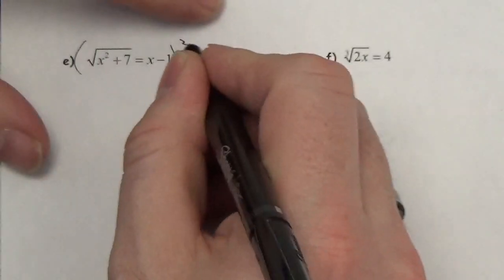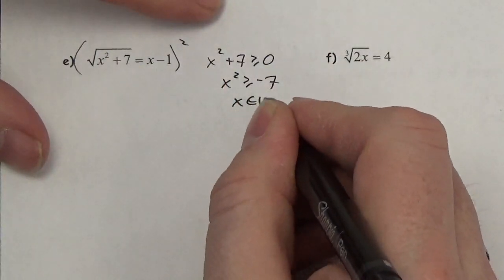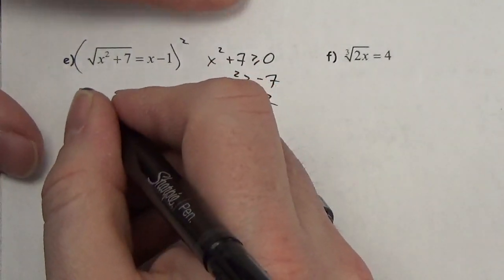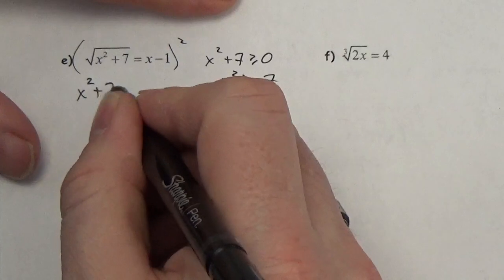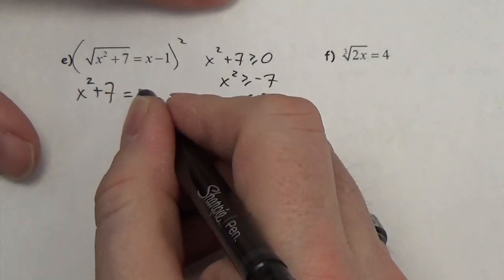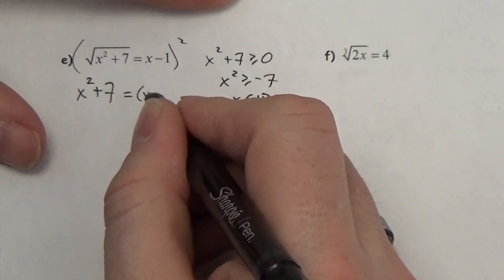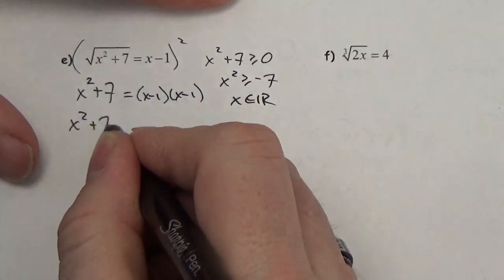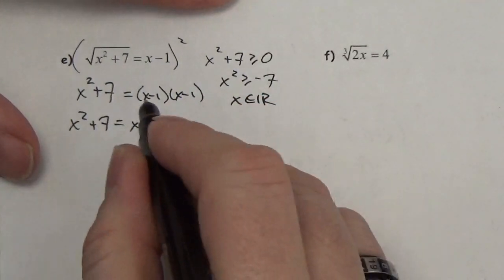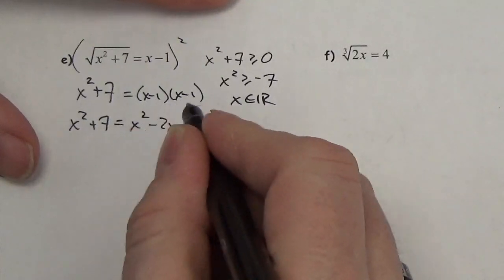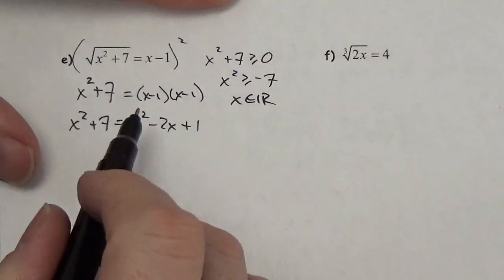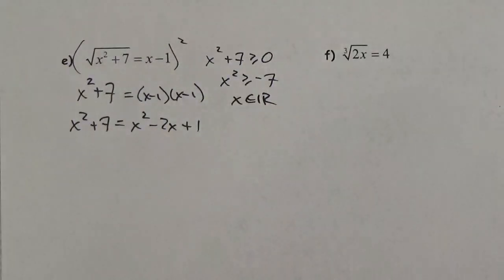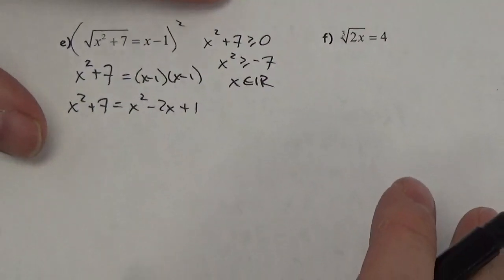I should even say that this is going to be x is an element of the reals here. So now I'm going to square both sides. On the left-hand side, we're going to get x squared plus 7. It's just going to remove the radical. And then over here, it's going to be x minus 1 times x minus 1. So we're going to get x squared plus 7 is equal to x squared minus 2x plus 1. Remember to distribute. This is going to be a big thing, okay? Of all the things we're going to forget, it's going to be to square that binomial here.